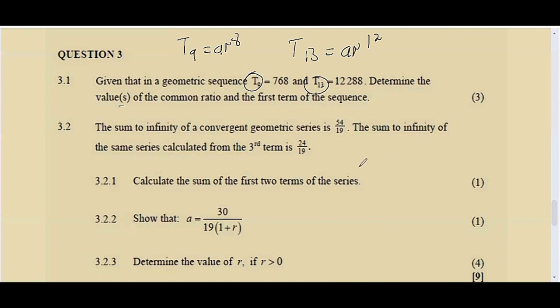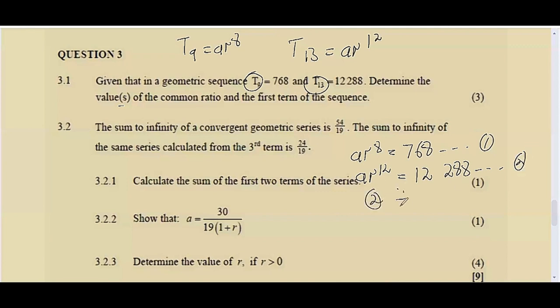Right. So now that means we have AR to the exponent of 8 is equals to 768. Let's call this equation number 1. We have AR to the exponent of 12 is equals to 12,288. Let's call this equation number 2. Now we know that we have to take equation number 2 and then divide equation number 1. So it's always the one with the bigger exponent divided by the one with the small exponent. So AR to the exponent of 12 over AR to the exponent of 8.